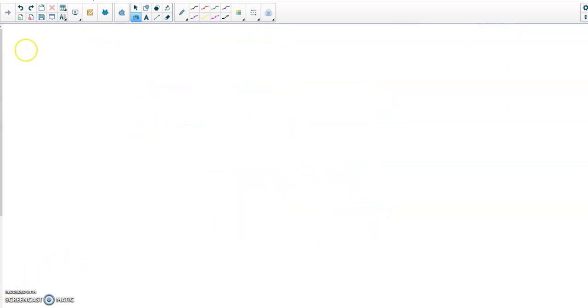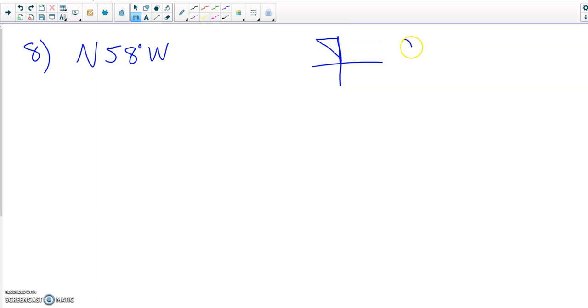Now let's do number 8. A plane has a velocity of 580 miles per hour headed in the direction of north 58 degrees west. Okay, so here we go. North, west. I'm touching the 90, and I go past it, so we're going to add 58 and get 148.